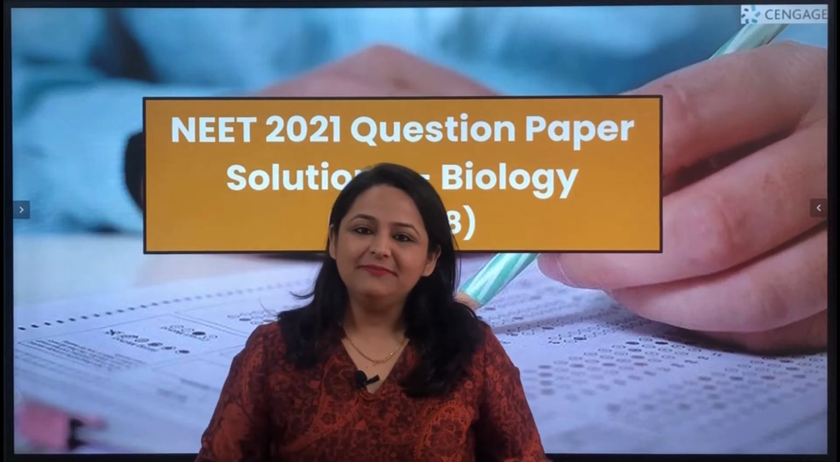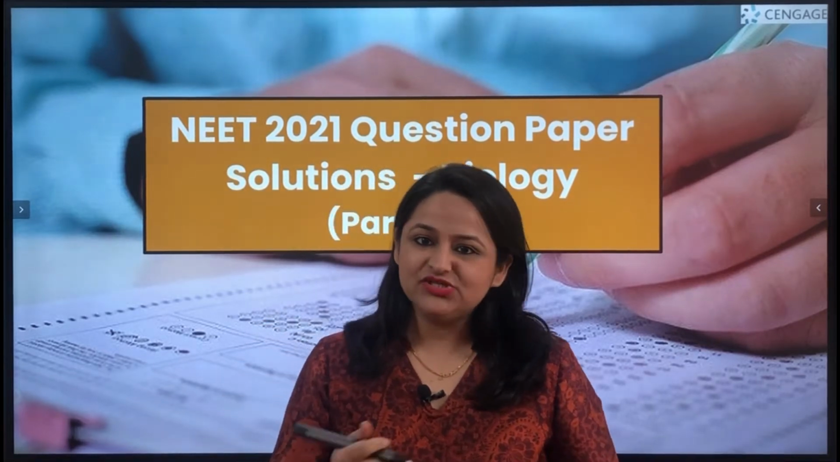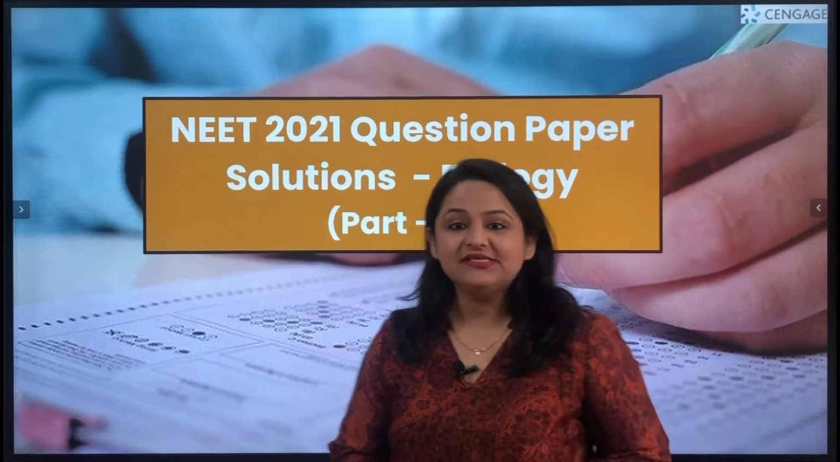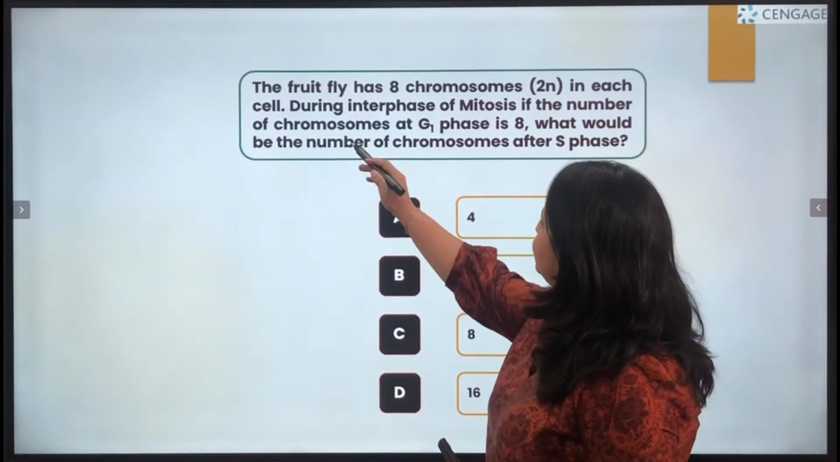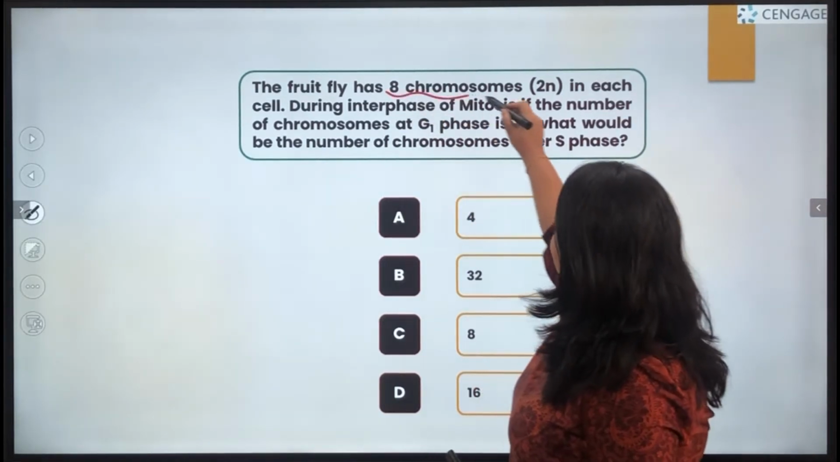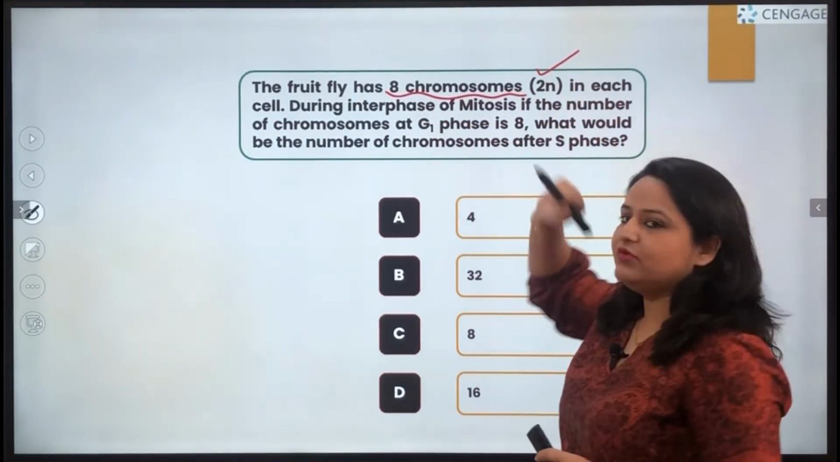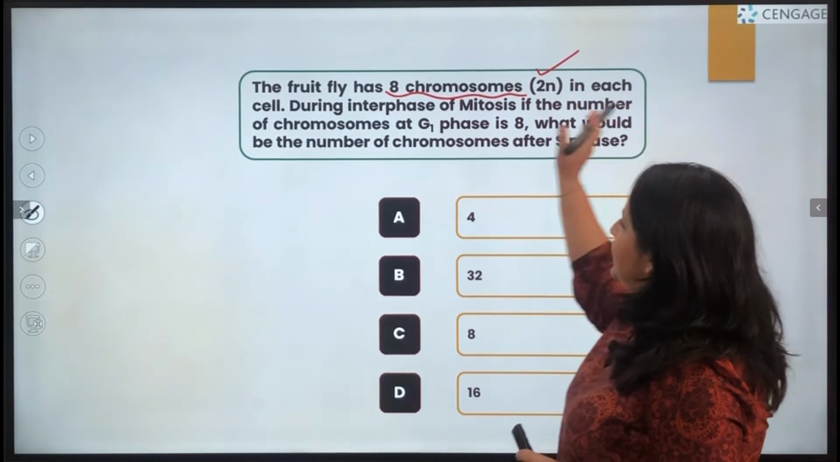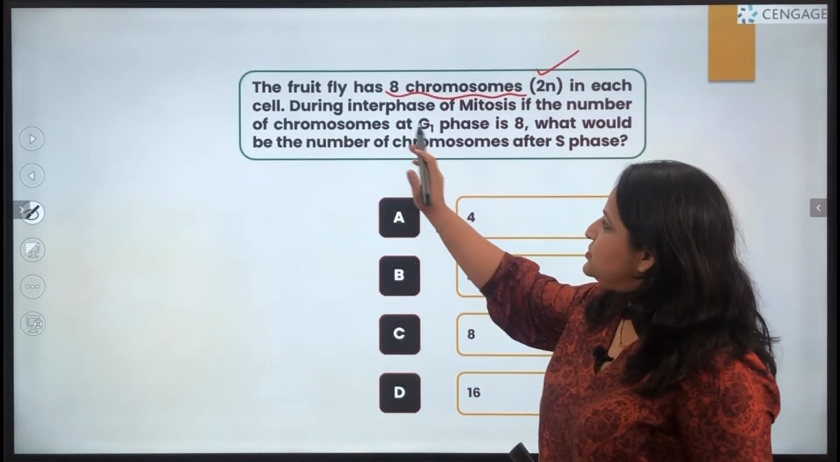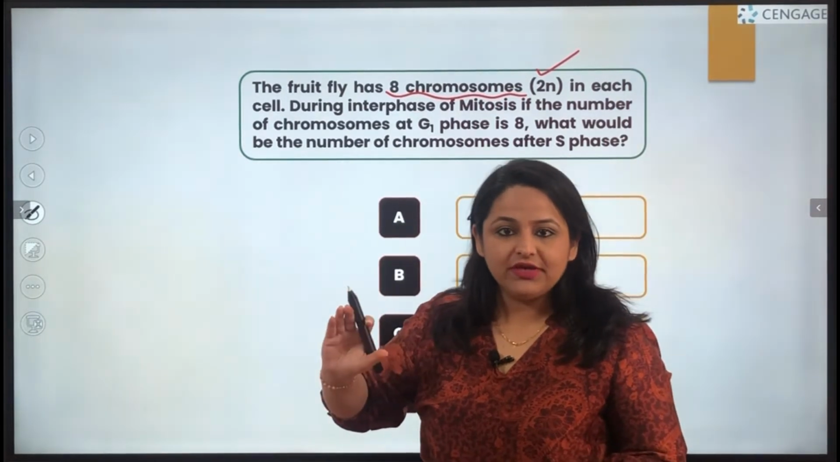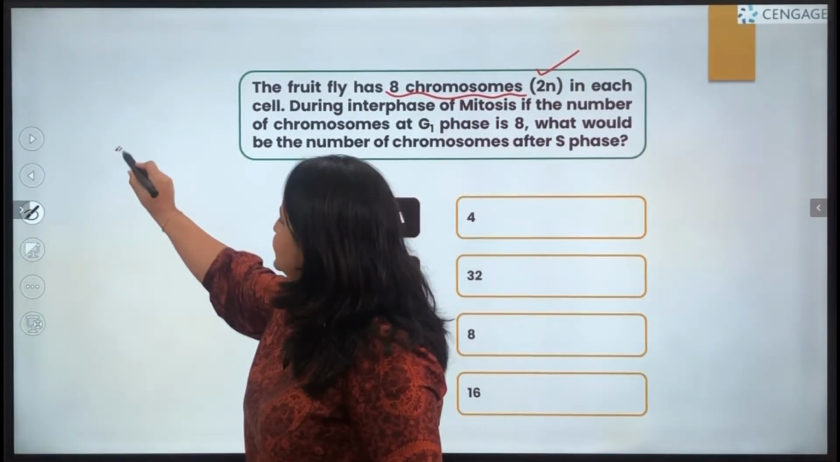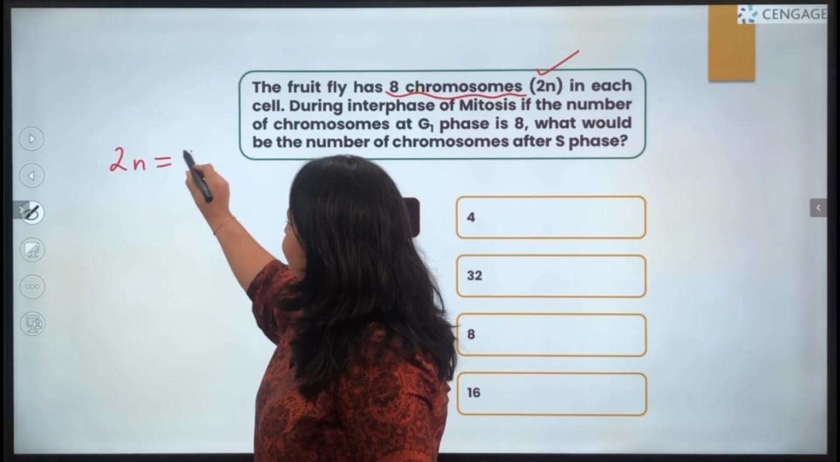We will now take up 10 more questions which were asked in the zoology section. So let's start with the very first question over here. Here they are asking, the fruit fly has 8 chromosomes. This is the diploid number of the fruit fly in each cell. So the diploid number of fruit fly cells we have got over here is 8.